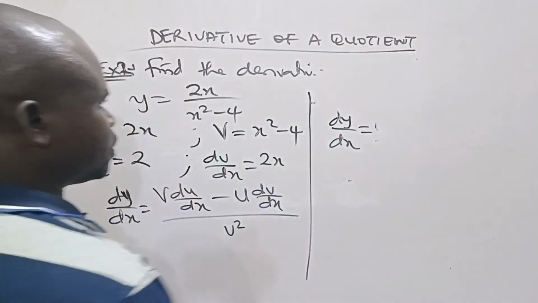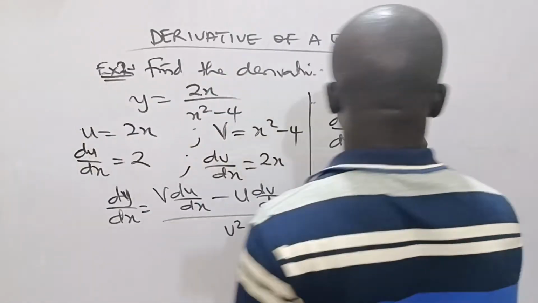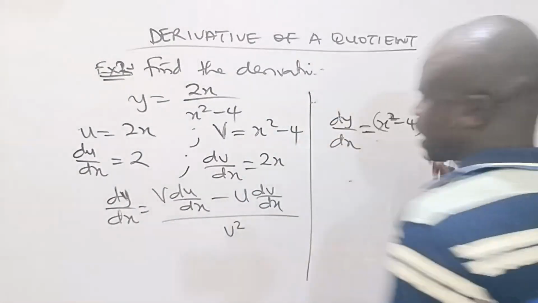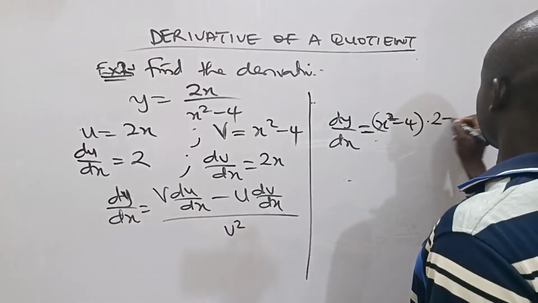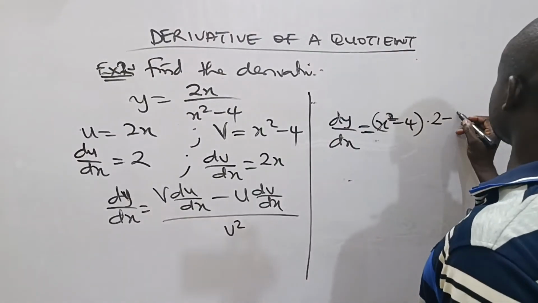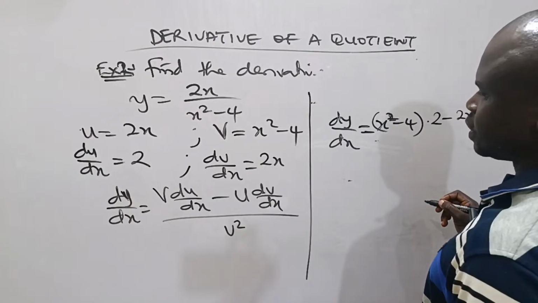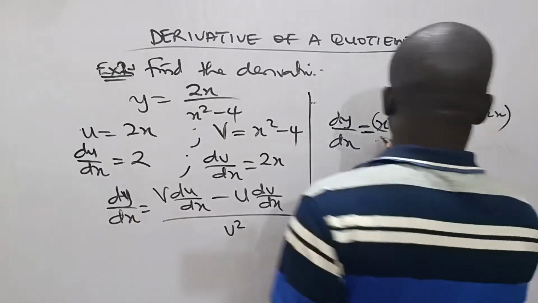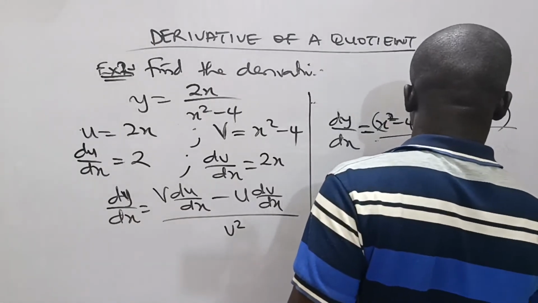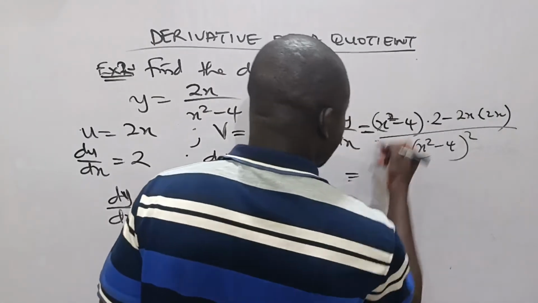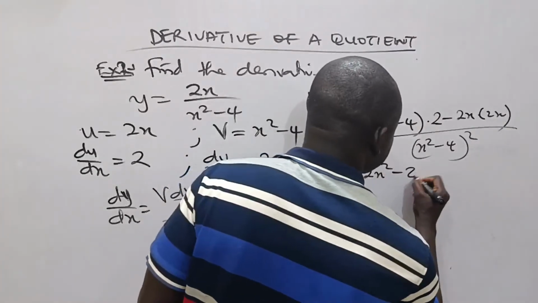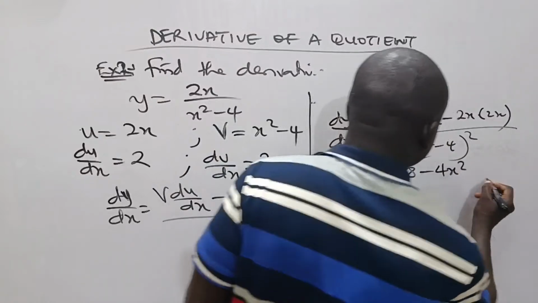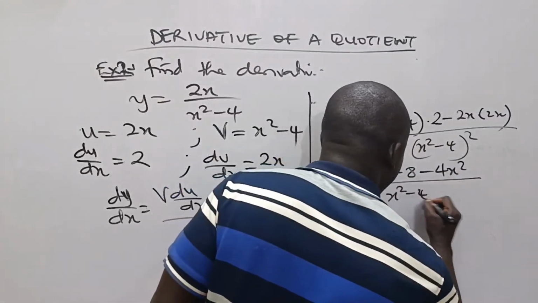In this example, the dy/dx will now be v, which is x squared minus 4, multiplied by du/dx, which is 2, minus u, which is 2x, multiplied by dv/dx, which is also 2x, all over x squared minus 4 all squared. If we open up the numerator, we are going to have 2x squared minus 8, then minus 4x squared, all over x squared minus 4 all squared.